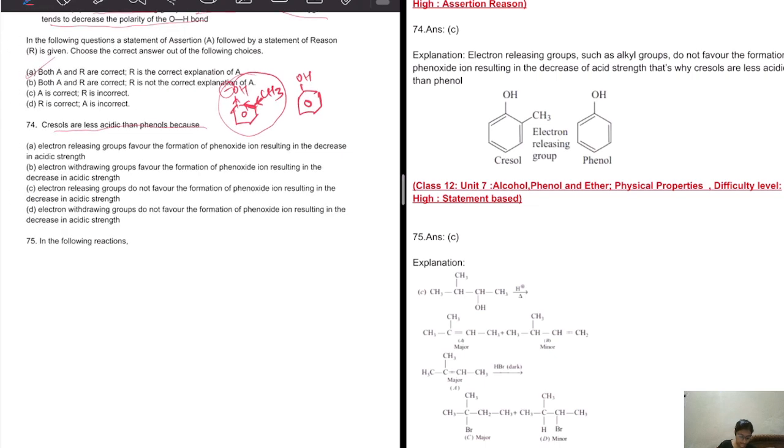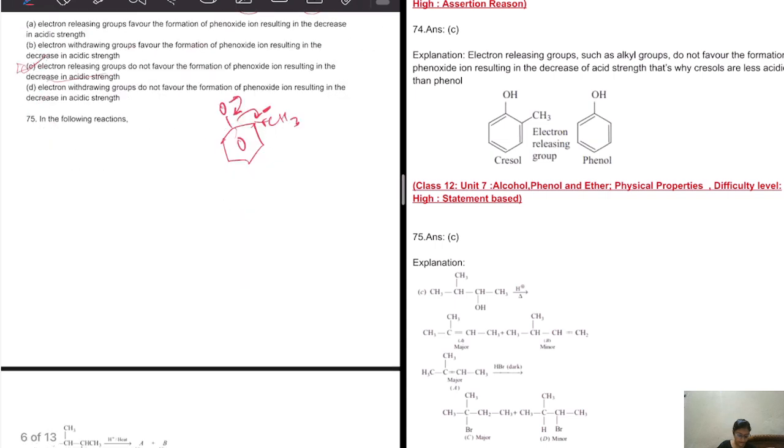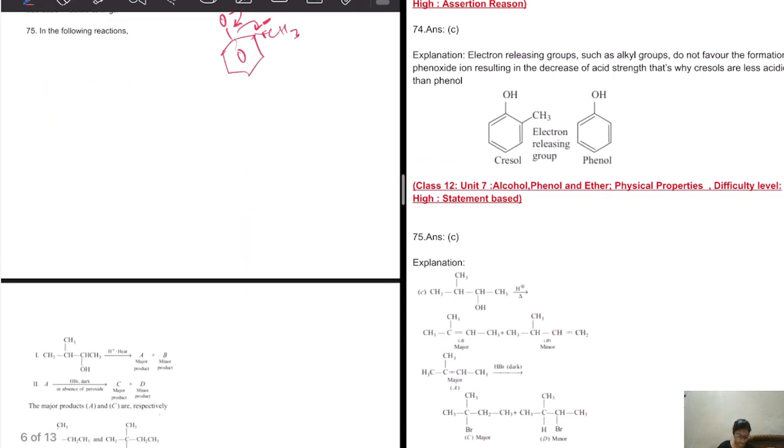So which would be the correct answer? An electron releasing group will not favor the formation of the phenoxide ion, resulting in a decrease in acidic strength. Here it is very much stabilized. We have this, the phenoxide ion is this, so it will have resonance. But destabilization will be there when the O negative charge goes here and we have negative charge next to CH3. So it will destabilize. So the correct answer would be C. Now let's see the next question.